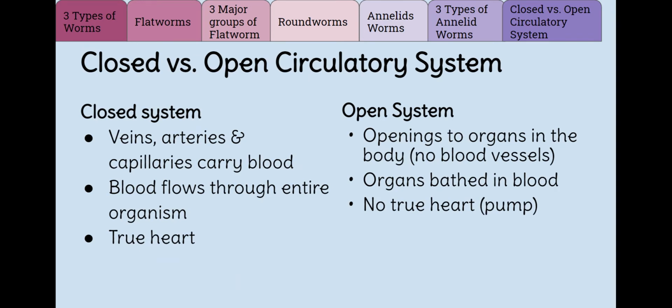So that brings us to closed and open circulatory system. You saw that when we talked about worms today, that they all have a closed circulatory system. That means that there's veins, arteries, and capillaries that carry blood. The blood flows through the entire organism and has a true heart.